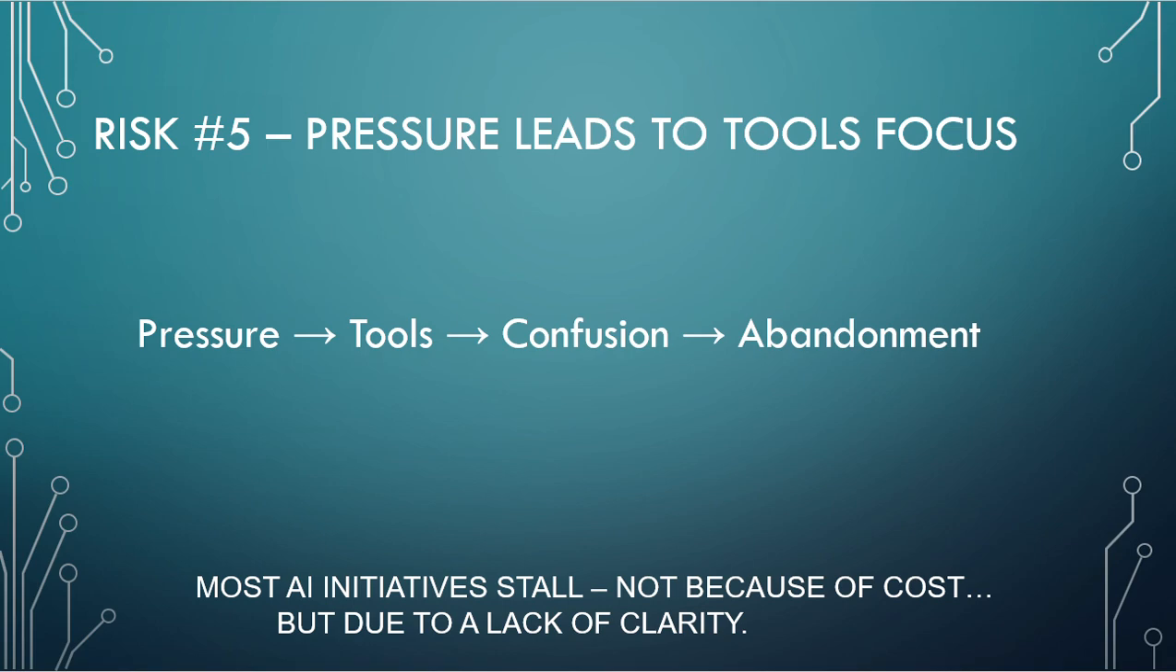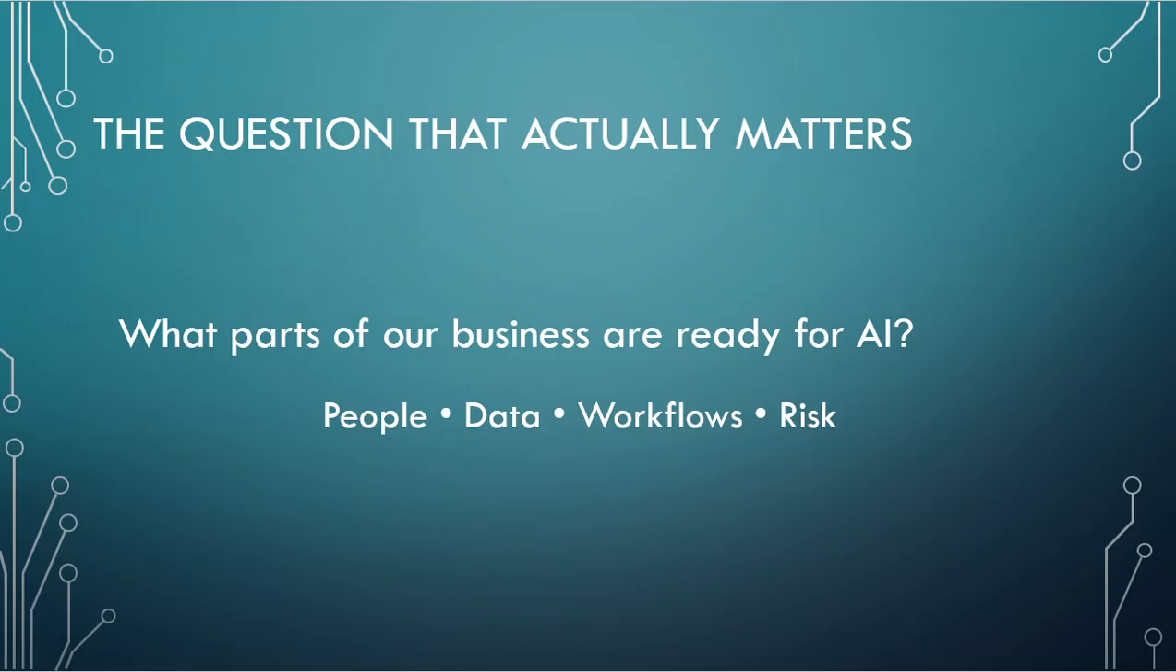So most AI initiatives stall not just because of cost. There's definitely some where the costs spiral out of control, but it's usually due to a lack of clarity. So focus on the outcomes and then start looking at the metrics that you can collect to measure your progress towards that outcome. So the question that actually matters is, what parts of our business are ready for AI?